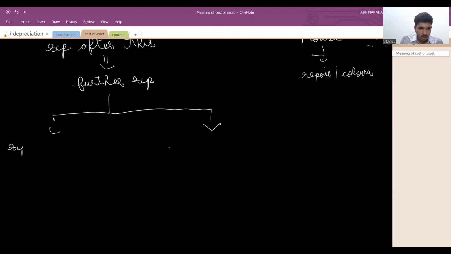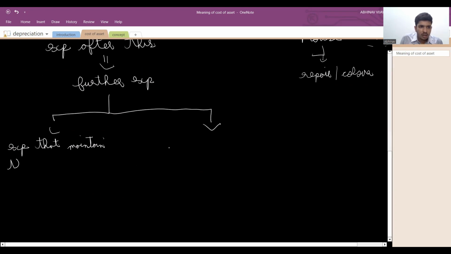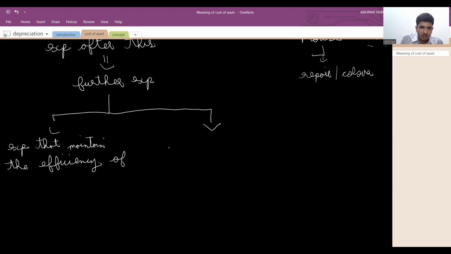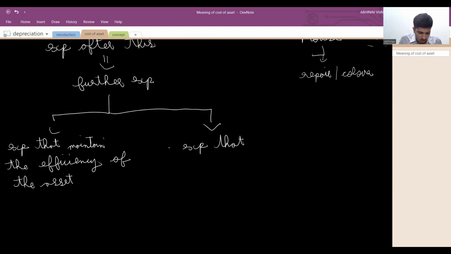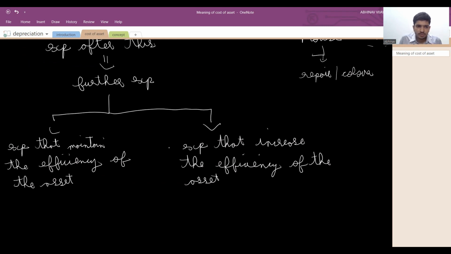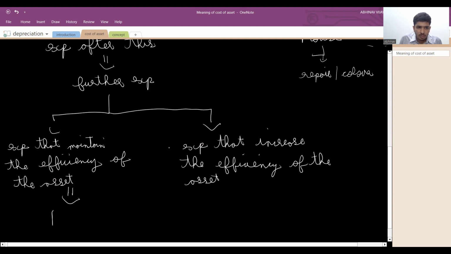One, expenses that maintain the efficiency of the asset, and expenses that increase the efficiency of the asset. So this goes to the P&L account.